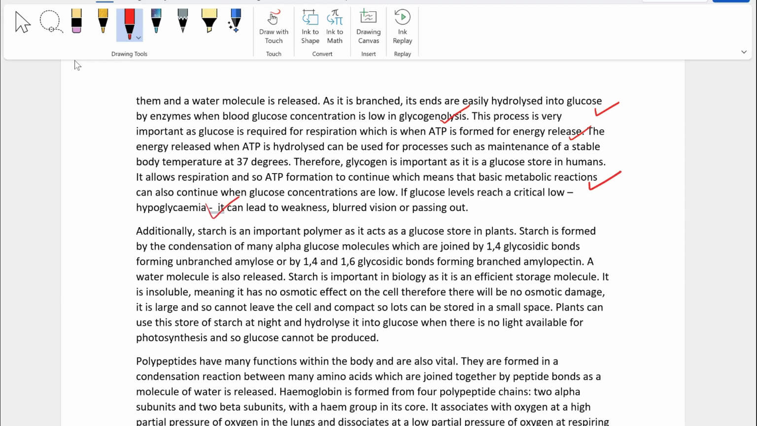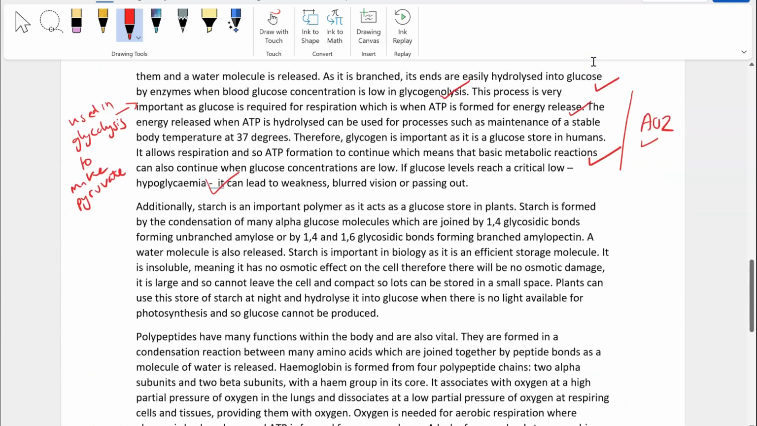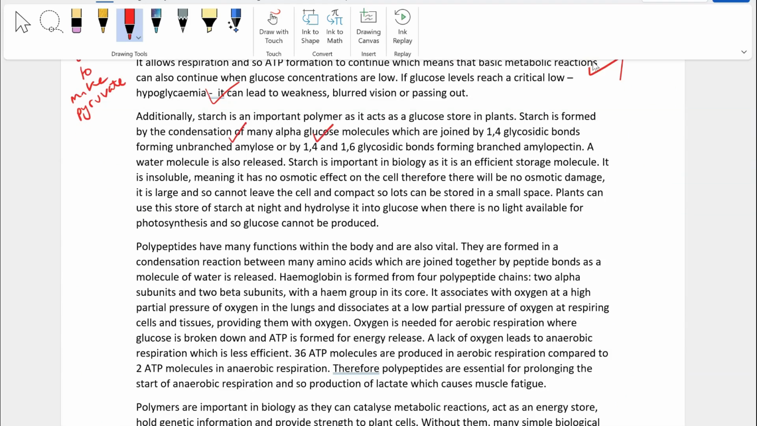Then we go on to this next one here, where they're talking about the importance of glycogen. So we've got use in glycolysis to make pyruvate. The AO1 was good, the AO2 was pretty good. So that paragraph was well written. Starch they've used as another carbohydrate, so another polysaccharide. I've just said they really should say no effect on the water potential, not just osmosis, for that AO1. But on the whole, it was pretty good.